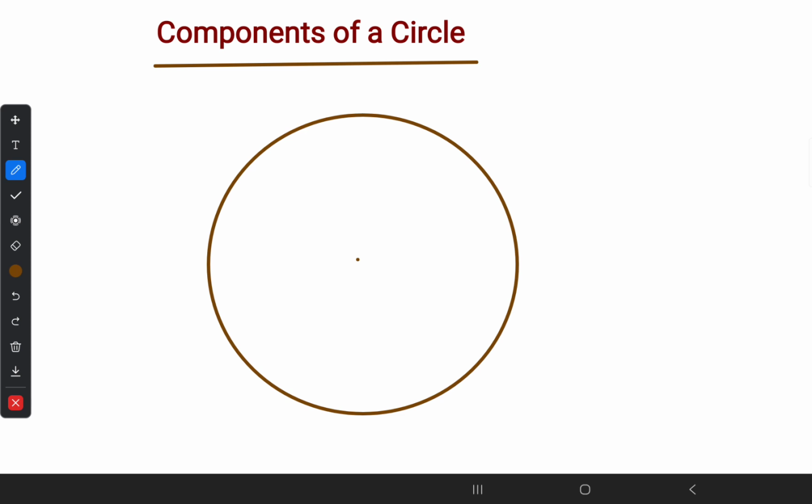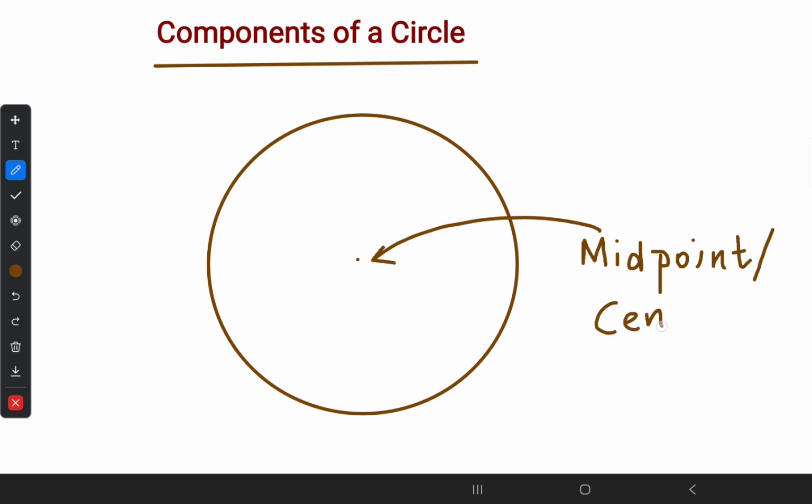So this is the method to draw a circle. The reference point which we use to draw the circle is called the midpoint, or center. We are using both terms, midpoint or center of a circle.